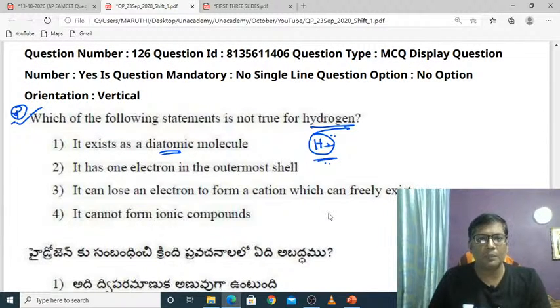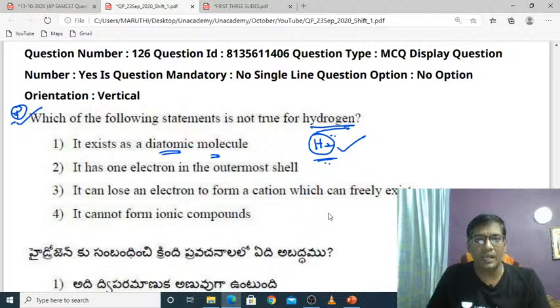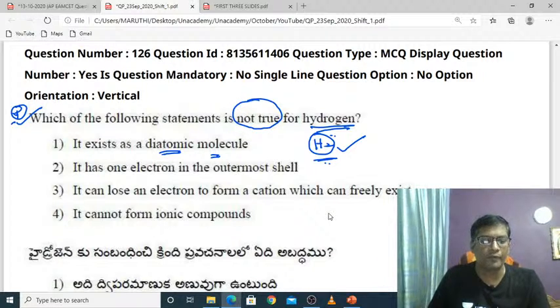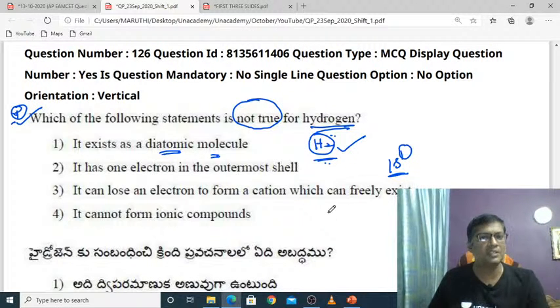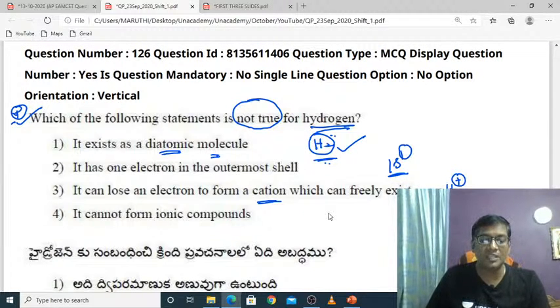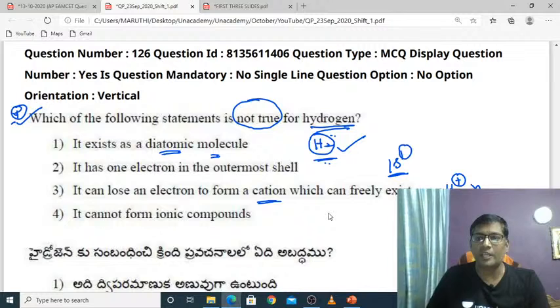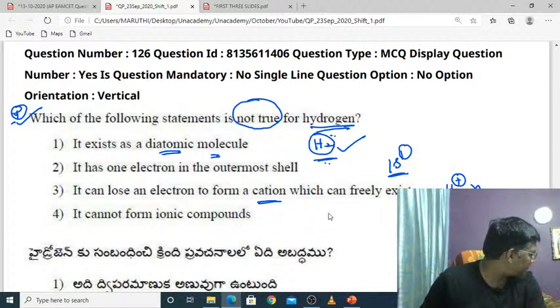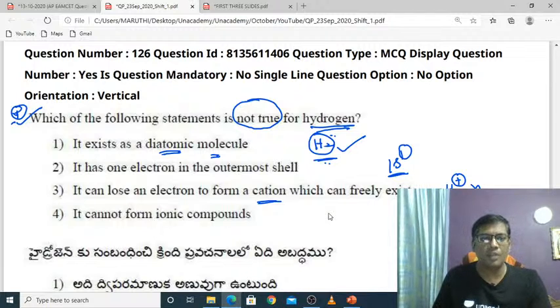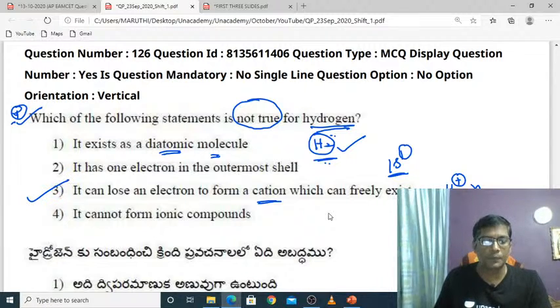It exists as a diatomic molecule. Yes, it is correct. They are asking about not true for hydrogen. Right? Good. It has 1 electron in its outermost shell. Yes, it is also correct. 1s1 it is, so in its outermost it has only 1 electron. Good. It can lose an electron to form a cation which can freely exist. No. It cannot lose its electron in an easy manner. So H plus cannot be formed easily. So it is not true. So the correct option is 3.